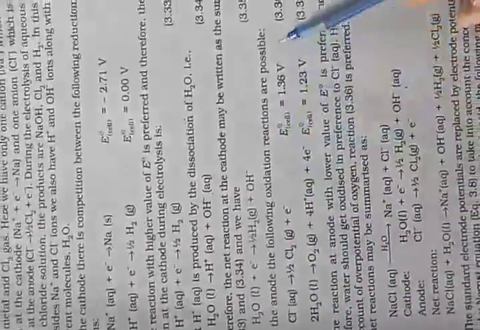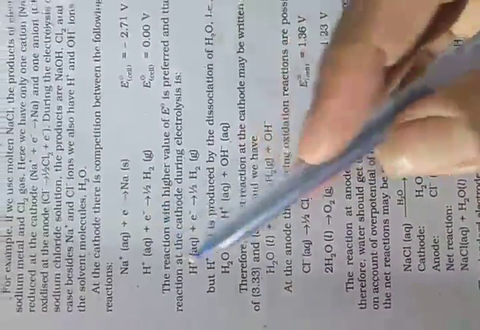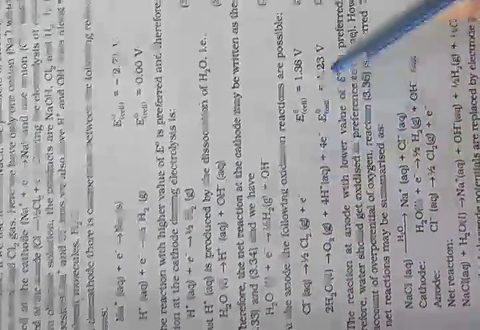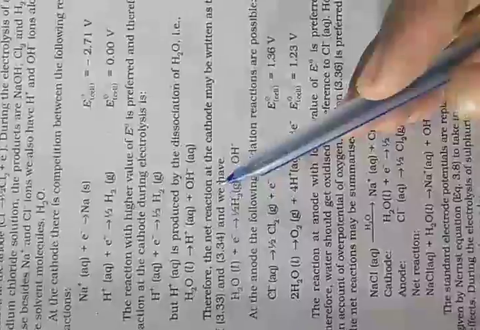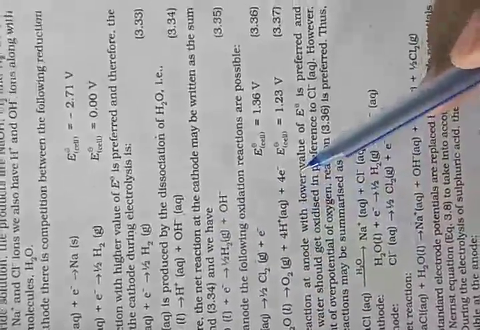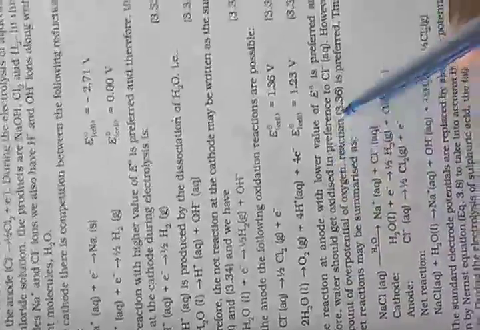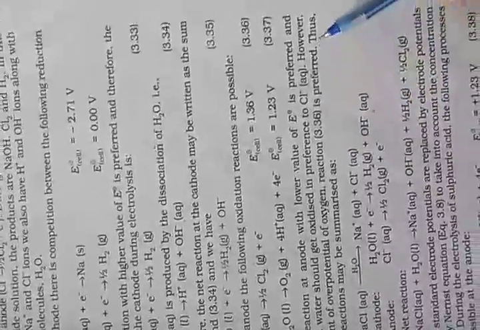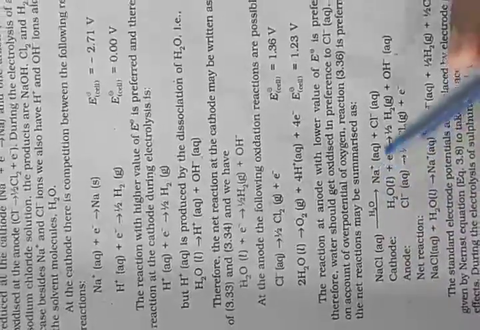Now, at the anode, the following oxidation reactions are possible. Here at the cathode we had sodium and H+, aqueous. At the anode, Cl- produces Cl2 plus electrons, reaction 3.36. Then H2O: 2H2O gives 4H+ plus 4 electrons plus O2, reaction 3.37. Here the voltage was lower for one of them. The reaction at the anode with the lower value of E0 is preferred, and therefore water should get oxidized in preference to Cl- ions. However, the net reaction may be summarized as NaCl aqueous gives Na+ aqueous plus Cl- ion.